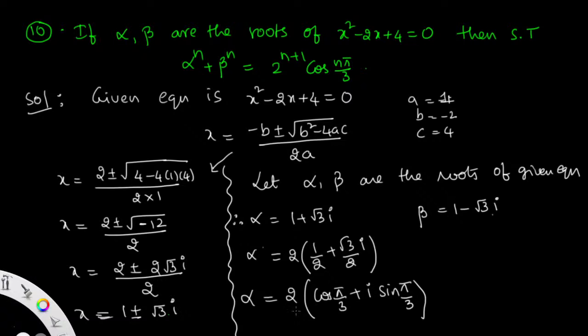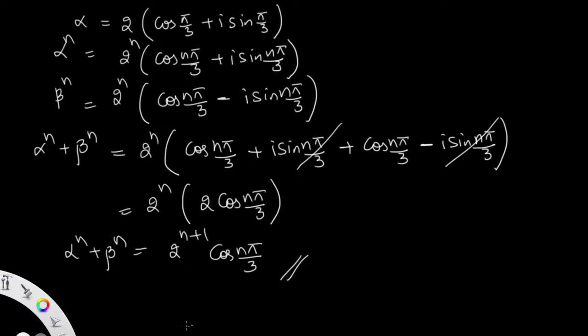So that is alpha. Now raised to the power of n, alpha to the power of n is 2 to the power of n into, as per De Moivre's formula, cos n pi by 3 plus i sin n pi by 3. Similarly, beta to the power of n is 2 to the power of n into cos n pi by 3 minus i sin n pi by 3. Therefore alpha to the power of n plus beta to the power of n: in both terms 2 power n is common, the sin terms cancel, leaving 2 times cos n pi by 3, that is 2 to the power of n plus 1 into cos n pi by 3. That's all. This is question number 10.